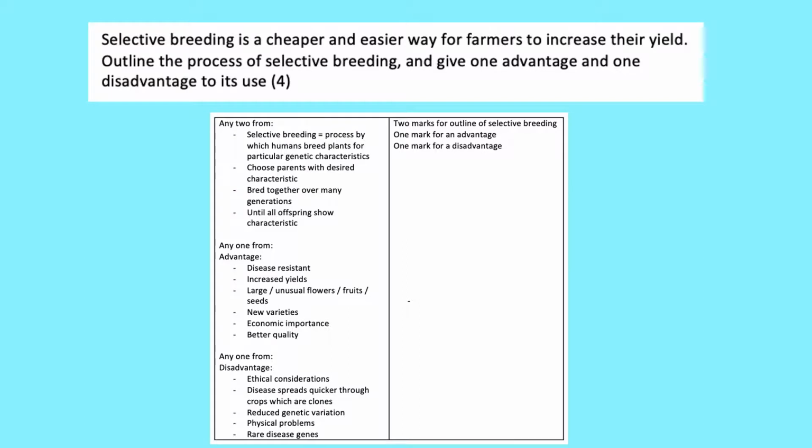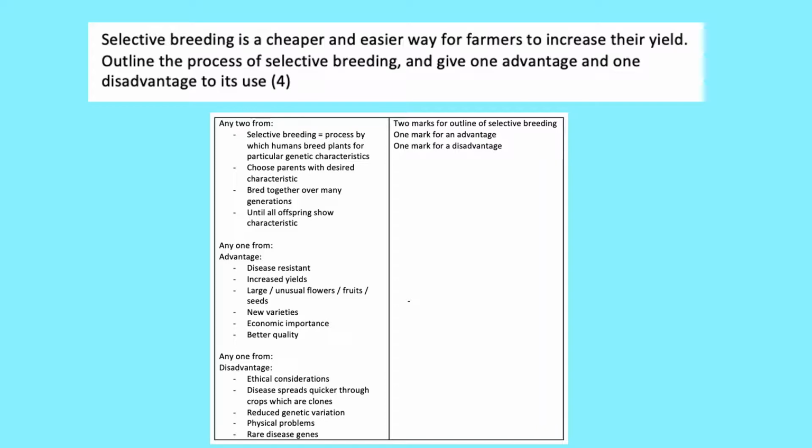The seeds of these two crops will then be crossed several times. They'll be bred together over many generations. Eventually, all of the offspring will show that original characteristic that was found in the parental plants. So the whole population of the field will have this new characteristic, which will increase their yield.